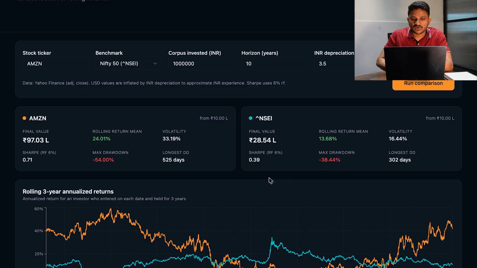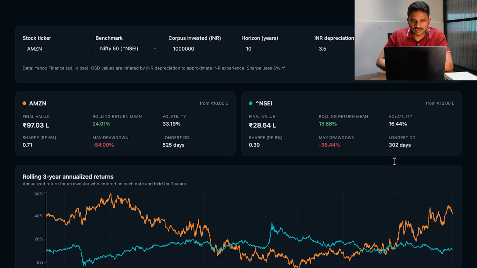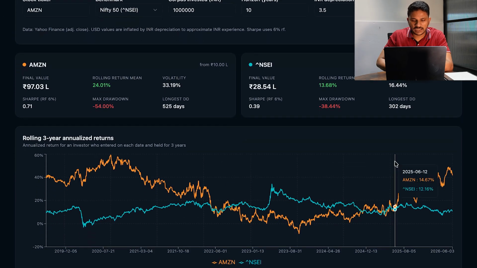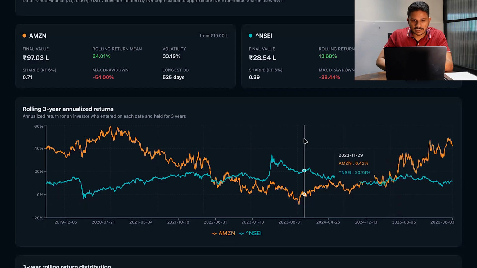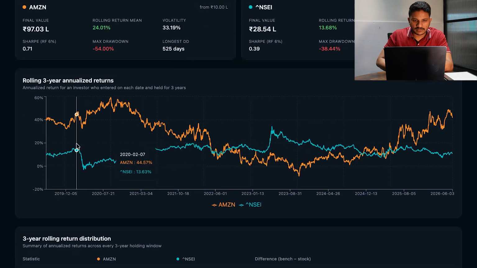And the longest drawdown is 525 days, and with Nifty 50, it is almost 300 days. And here is the 3-year rolling return on a timeline. You can see the yellow line is Amazon and the blue line is Nifty 50. In most cases, Amazon seems to be on top of Nifty 50.